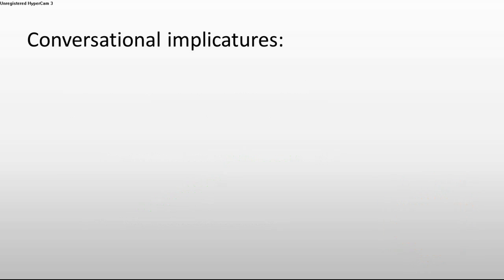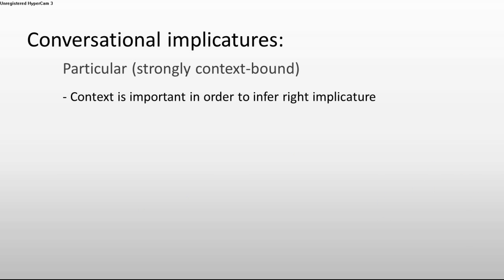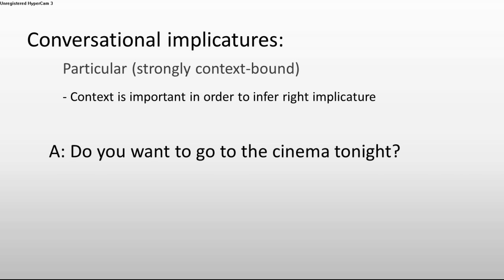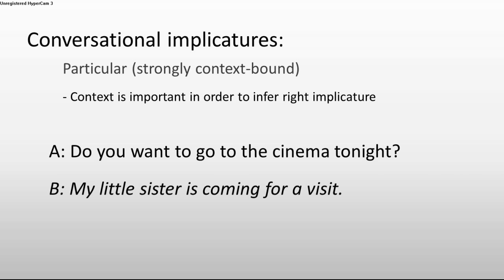The next type is the particular conversational implicature, which this time strongly depends on the context to implicate correctly. Look at this dialogue. Do you want to go to the cinema tonight? My little sister's coming for a visit. On the surface, B's reply doesn't seem to be a relevant answer to A's question, which is why B just violated a maxim. However, what B wanted to implicate is that she wouldn't have time to go to the cinema because she's busy with performing shaman rituals with her sister, or so.